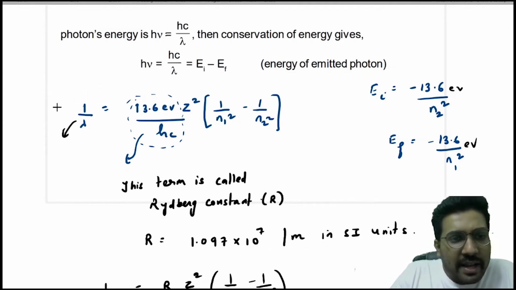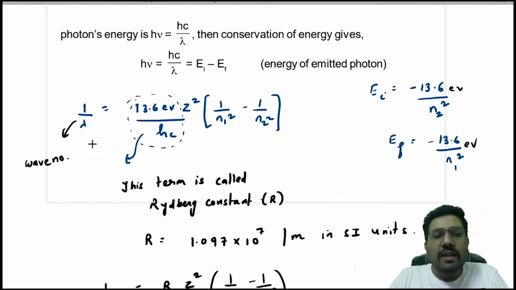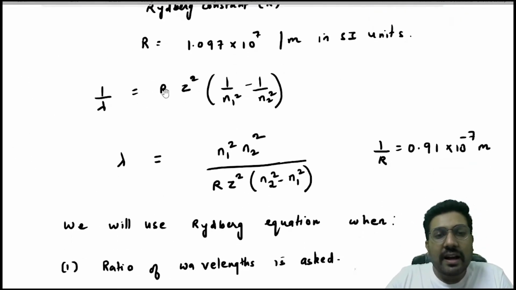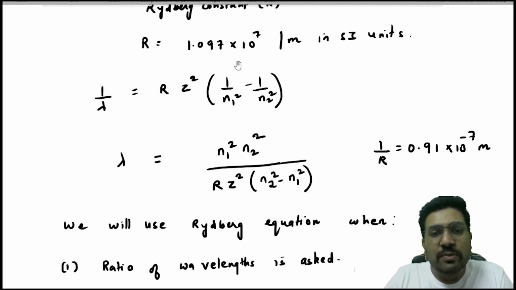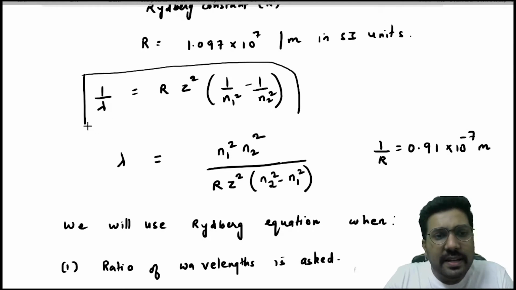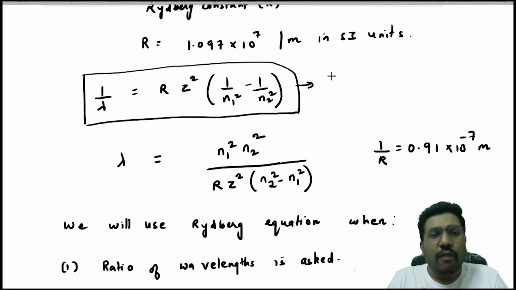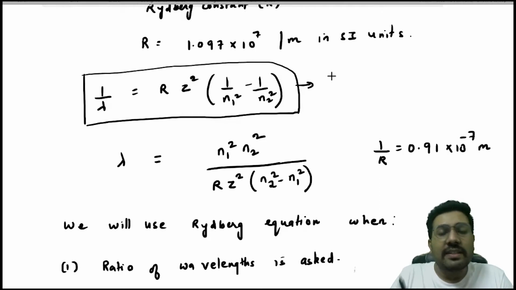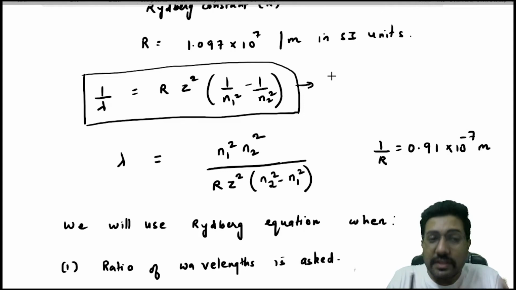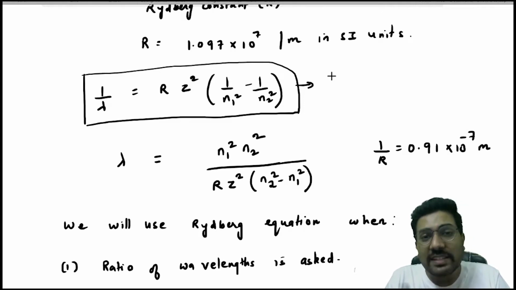This 1 by lambda is also called the wave number. Lambda is the wavelength and 1 by lambda is the wave number. So the final relation comes out to be: 1 by lambda is equal to R into Z square into 1 by n1 square minus 1 by n2 square. Now this relation gives the wavelength of any transition from any state to any other state. But we have already remembered the values of the wavelengths of each line, right?